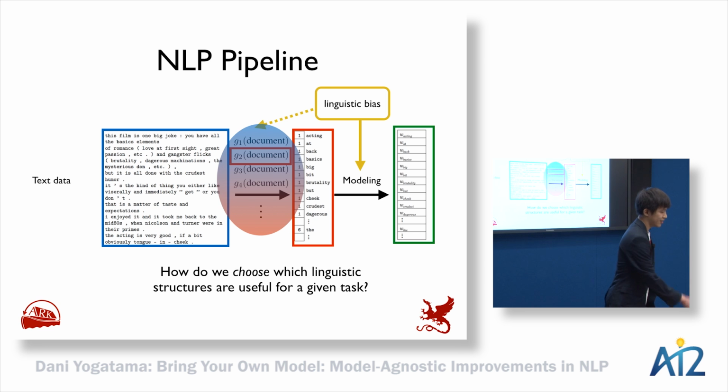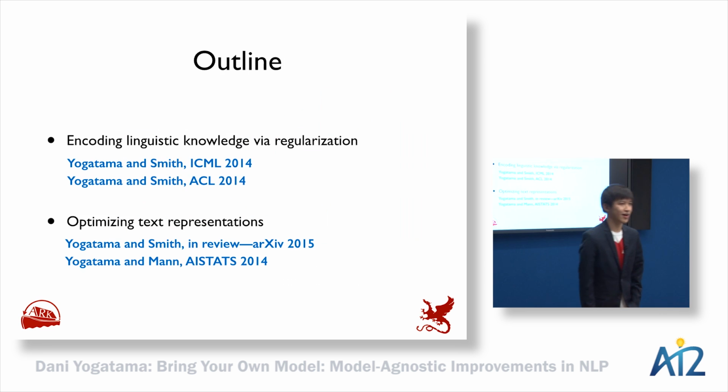Okay, so that's the basic idea, and here's an outline of my talk today. First, I'm going to talk about how we can encode a linguistic bias or linguistic knowledge using a regularization function. This is based on my work last year at ICML and ACL. In the second part of the talk, I'm going to talk about how we can optimize text representation. This is more of an ongoing work. The paper is still under review, but there is a draft on arXiv. It's also related to some of my work last year at AI Stats.